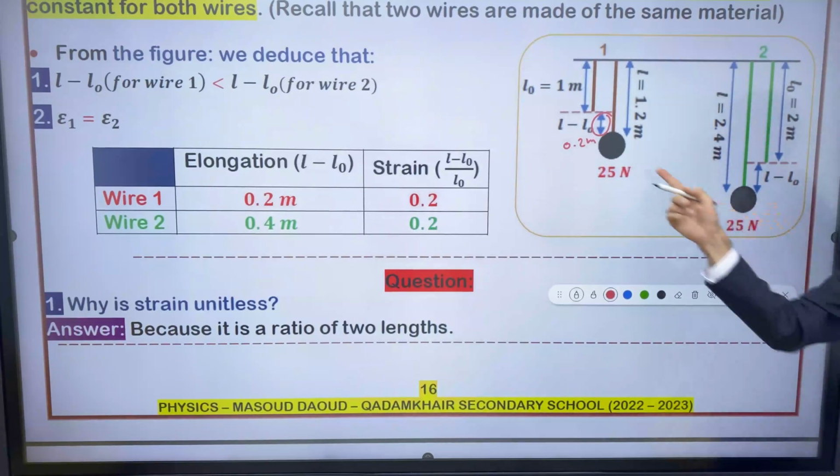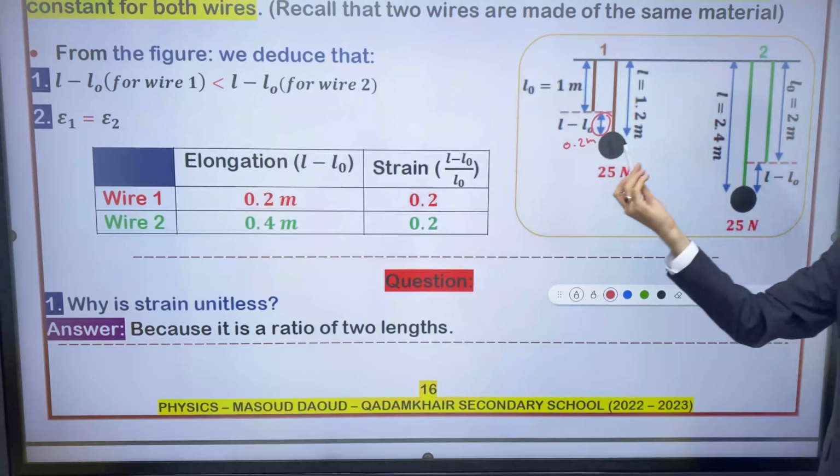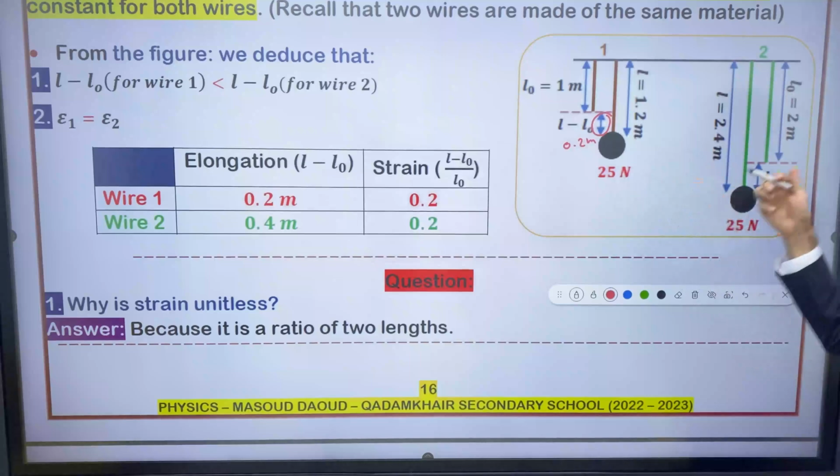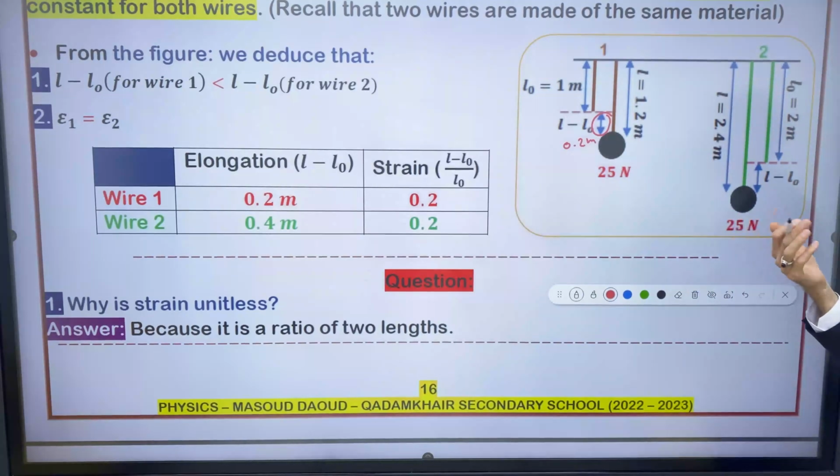Whenever you hang the same mass to the wire, what happens to the initial length? The initial length actually increases, but the elongation here is more than the elongation in the previous case because the wire is longer. So length is one of the factors that causes elongation. You have this information; this is background for us.